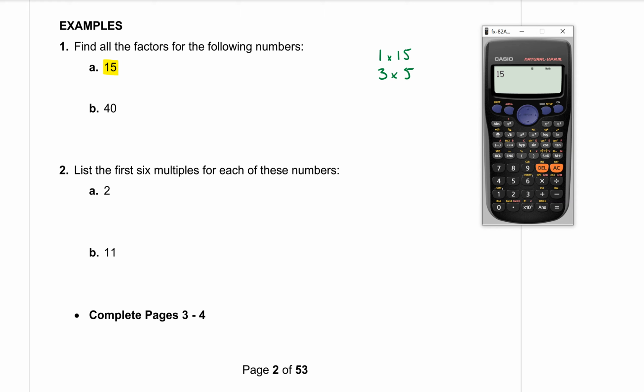You can go divided by 1. Obviously that one's going to work. That goes 15, so 1 times 15. Then let's try divide by 2. That gave a decimal, so 2 times 7.5. We don't want that. We don't want decimal numbers. So then I try 3, and that one does work. 3 times 5.